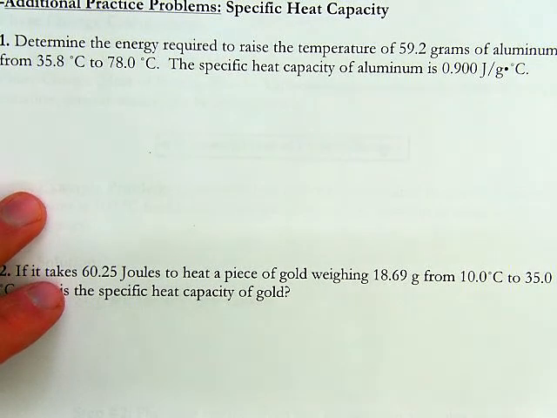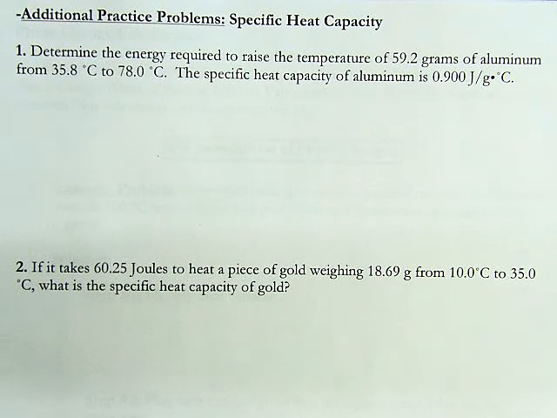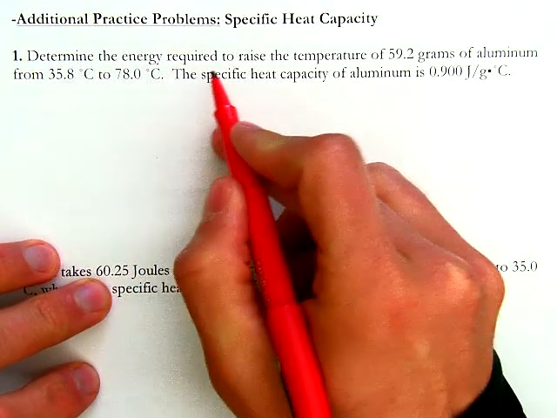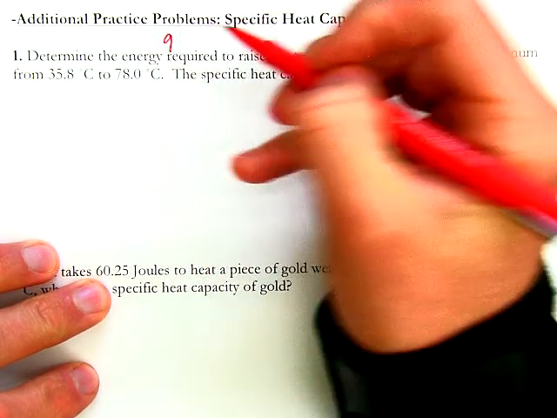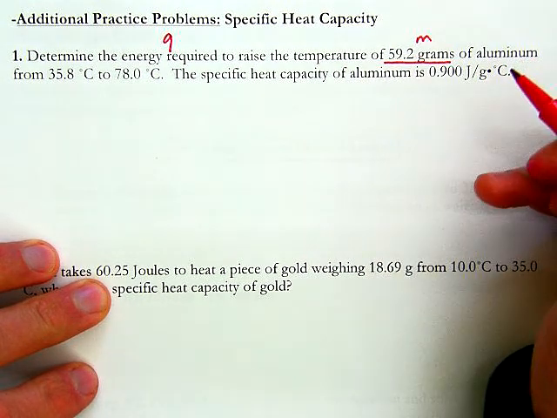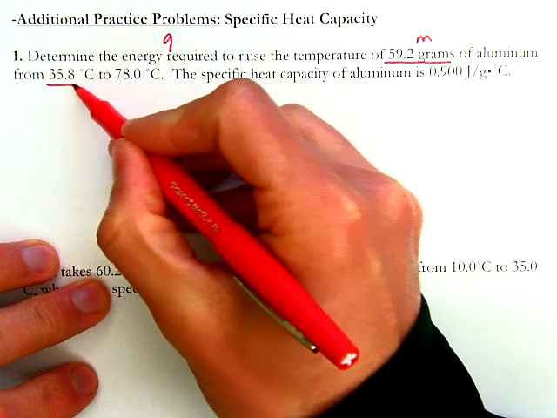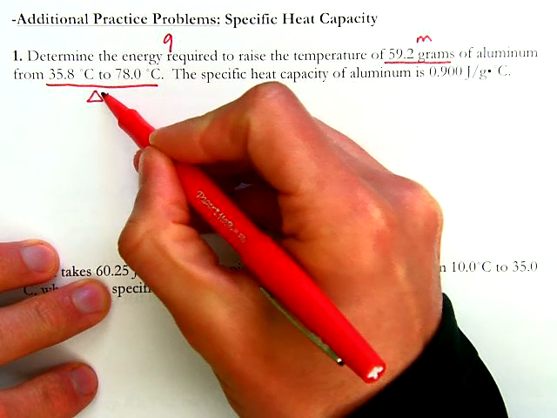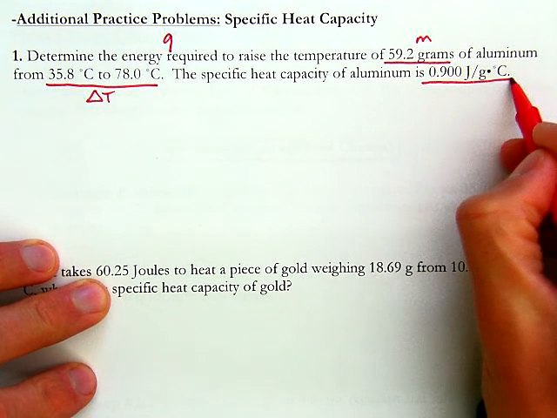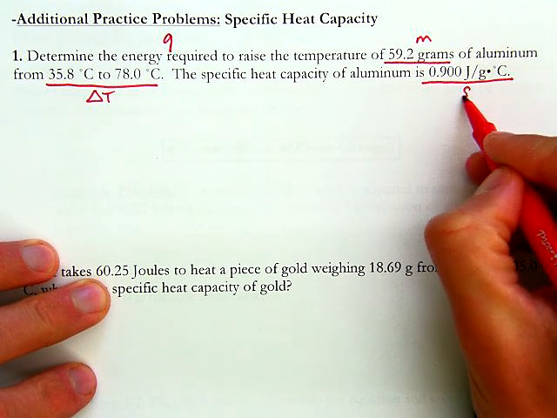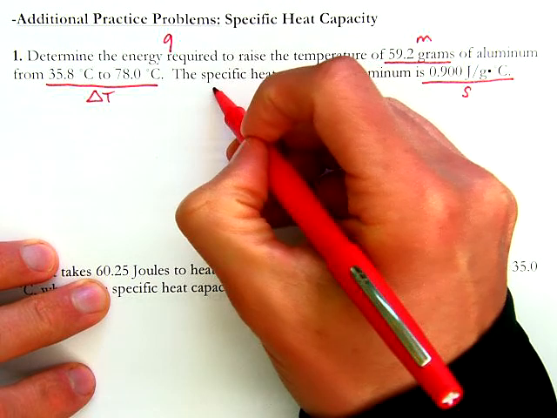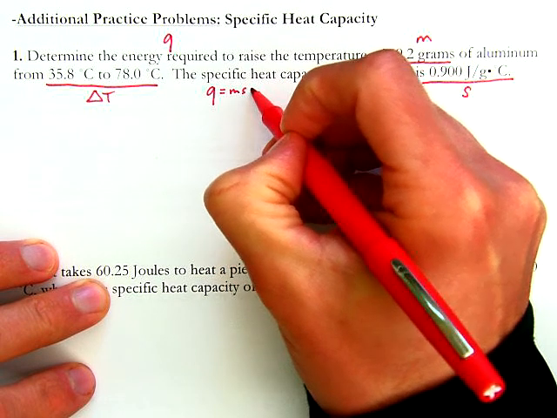So number 1, zoom out a little bit. It says, determine the energy required, so that's Q, to raise the temperature of, so here is the number of grams, that's our mass, aluminum from, okay, this is going to be our delta T, and then it tells you the specific heat capacity of aluminum is 0.9 joules per gram degree Celsius, so this is S. So Q equals ms delta T, right? Q equals ms delta T.